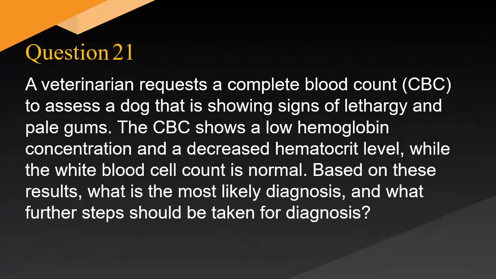A veterinarian requests a complete blood count, CBC, to assess a dog that is showing signs of lethargy and pale gums. The CBC shows a low hemoglobin concentration and a decreased hematocrit level, while the white blood cell count is normal. Based on these results, what is the most likely diagnosis and what further steps should be taken for diagnosis?